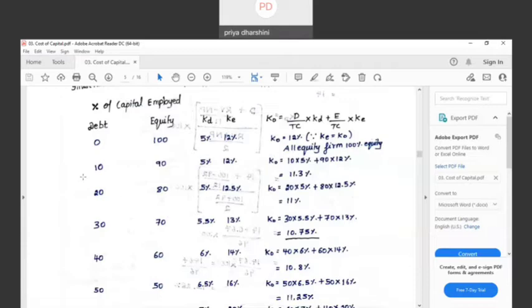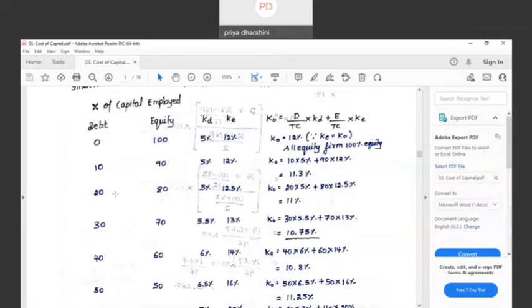In the second place, 10% is the weight of debt, into cost of debt, which is 5%, plus 90% is the weight of equity, into 12% is cost of equity. So 10 into 5% plus 90 into 12% will give you the overall cost of capital.